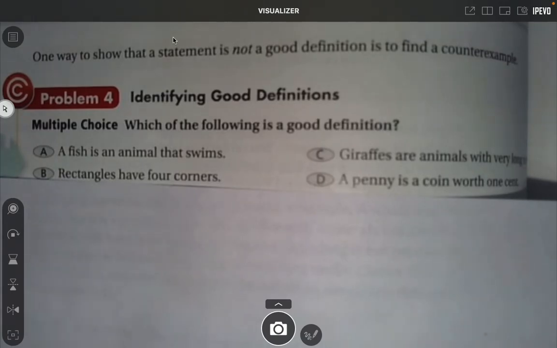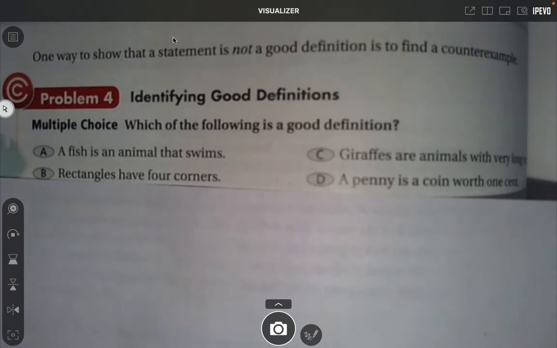So let's see. A fish is an animal that swims. You want to reverse it. An animal that swims is a fish. Is that necessarily true? Somebody tell me an animal that swims that is not a fish. Shark. A jellyfish. Dolphin. Seahorse. Okay, a turtle. Right, a turtle swims. Is that a fish? Some of those I'm questioning what's a fish and what's not. A sea sponge and a sea star.